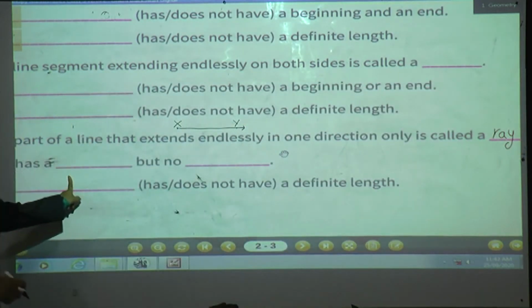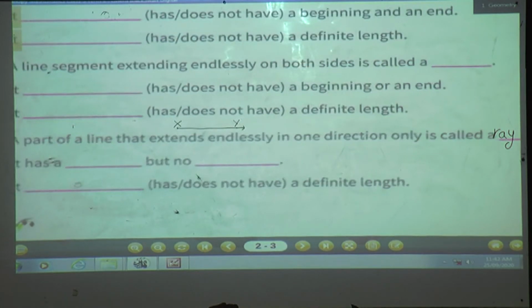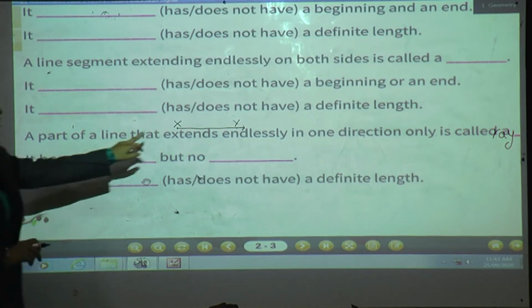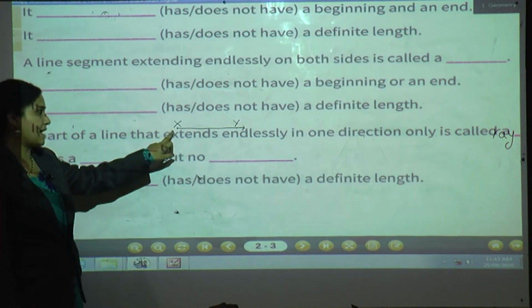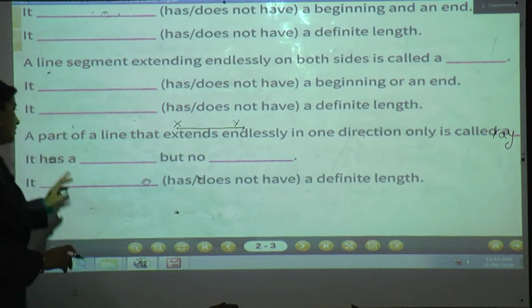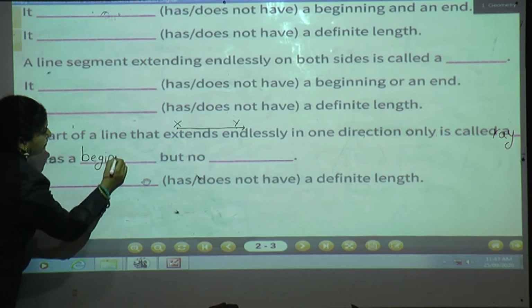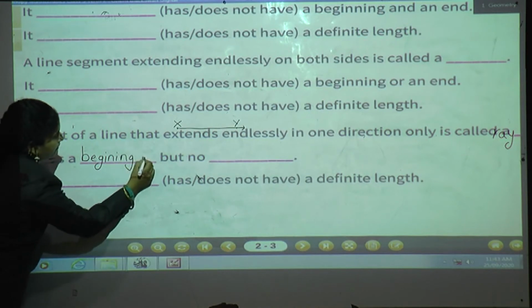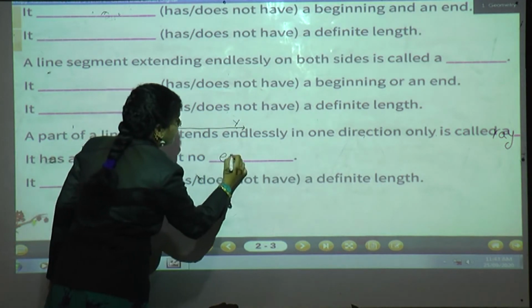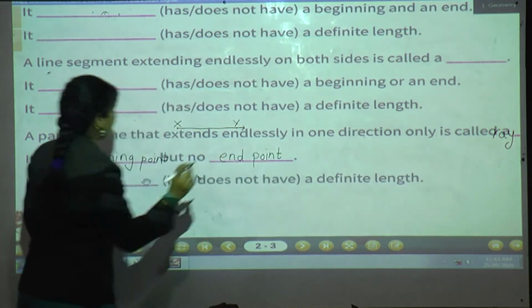Now, it has a beginning point but no end point. It has a beginning point but no end point.